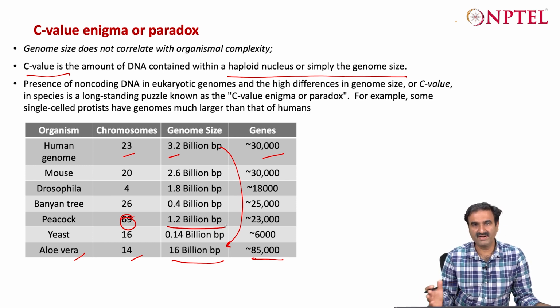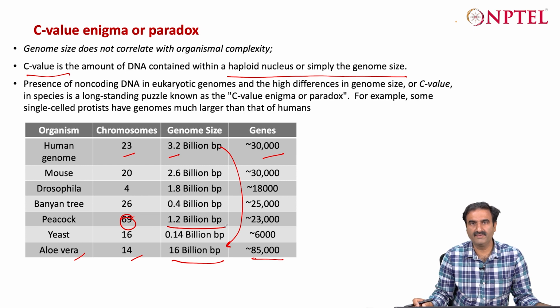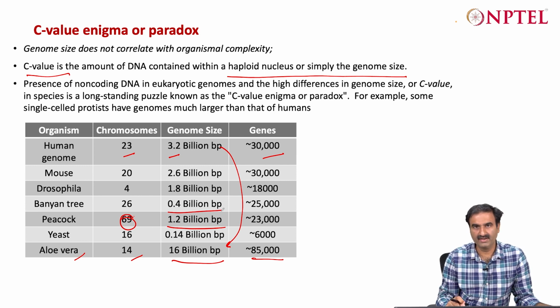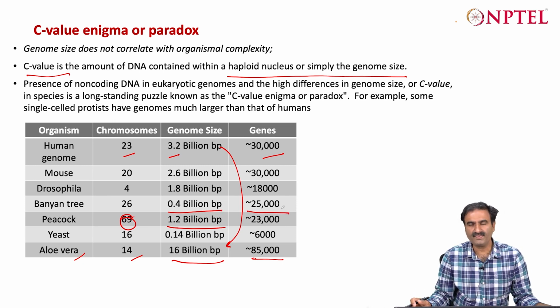And when you see the banyan tree, which looks so big and old, and even some trees survive more than 1000 years, that tree is only 0.4 billion base pairs. So 1/8 of the size of the human genome, and it contains almost an equal number of genes as the human genome. So this tells that genome size does not correlate with organism complexity. There are repeats, non-coding DNA, and intergenic regions that may contribute a majority of the DNA, and it may not necessarily have that many genes.